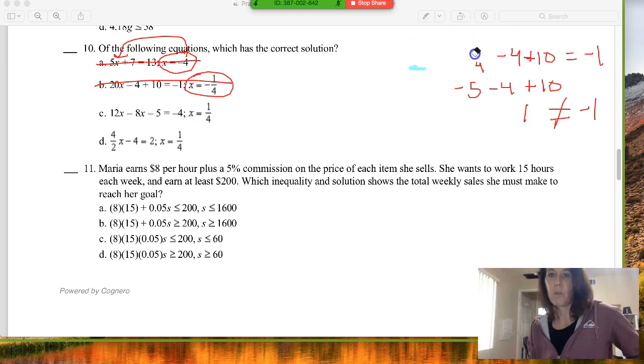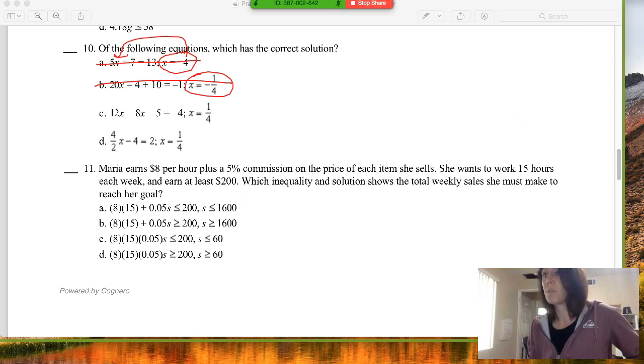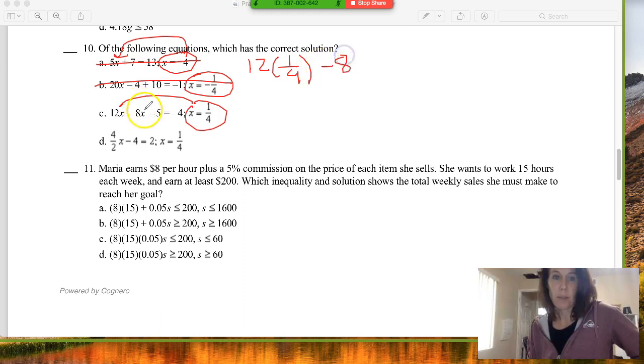All right, let's erase these and give us space for the next 2 problems and see if those work. Careful with your negatives on these, because you could get this wrong just by dropping a negative. Okay, so we want a positive 1/4 in here. We're going to go 12 times positive 1/4 minus 8. Oh, we have another x here. I got to plug it in there also. Minus 5. Does that equal negative 4?